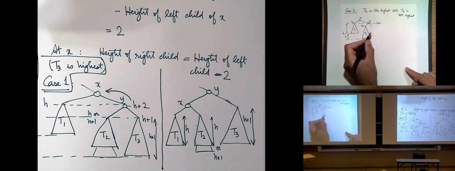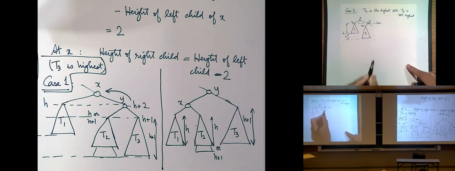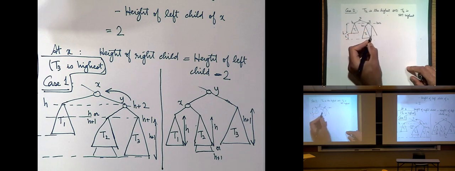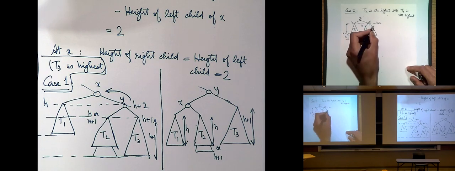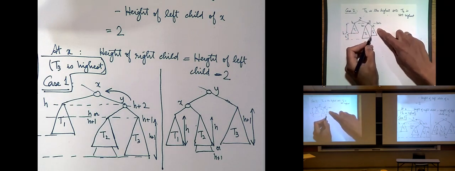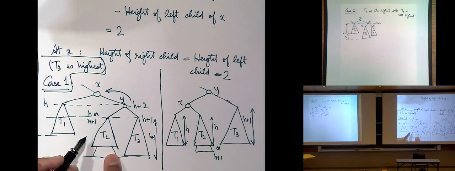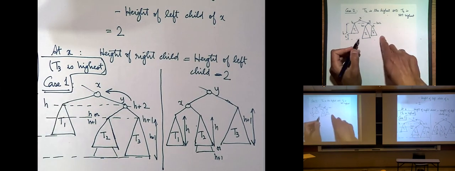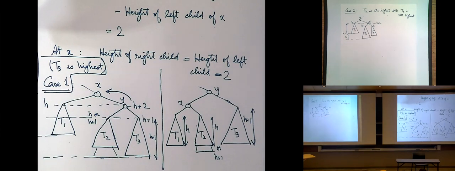And what's happening here, now remember, there is no problem at Y. And hence, T3 has a height of H. If T3 had a height of H plus 1, we could apply this situation. Because if T2 is H or H plus 1, and T3 is H plus 1, we can do case 1. So we are in case 2, where T3 is not the highest, right? It's smaller. Okay, does this make sense?